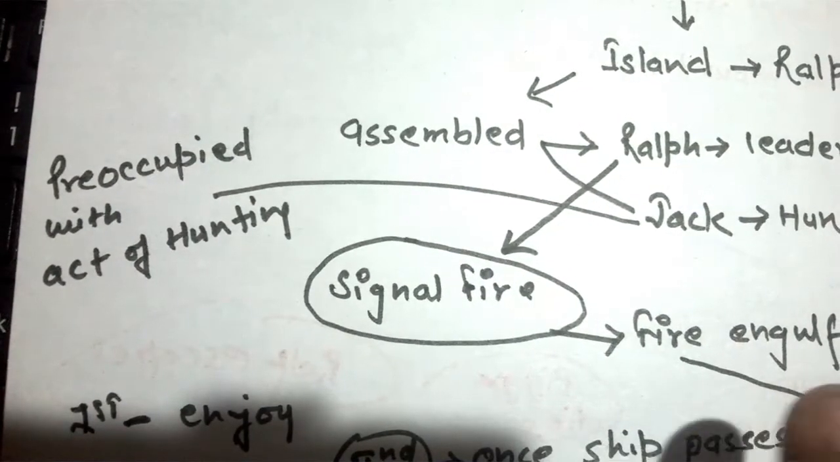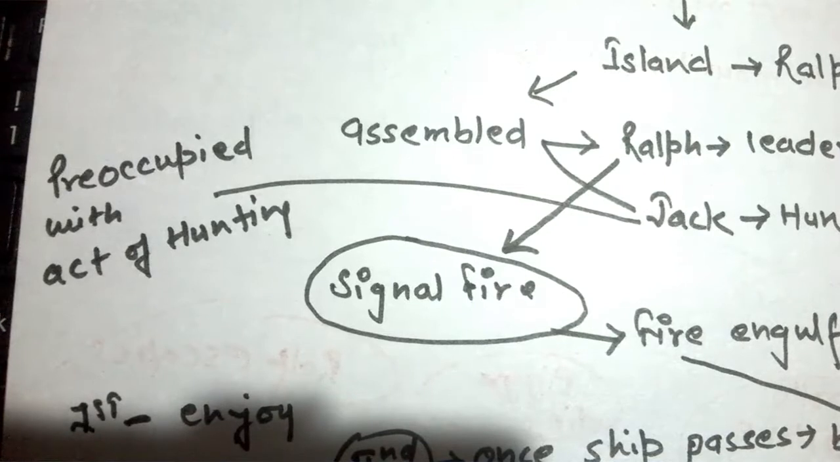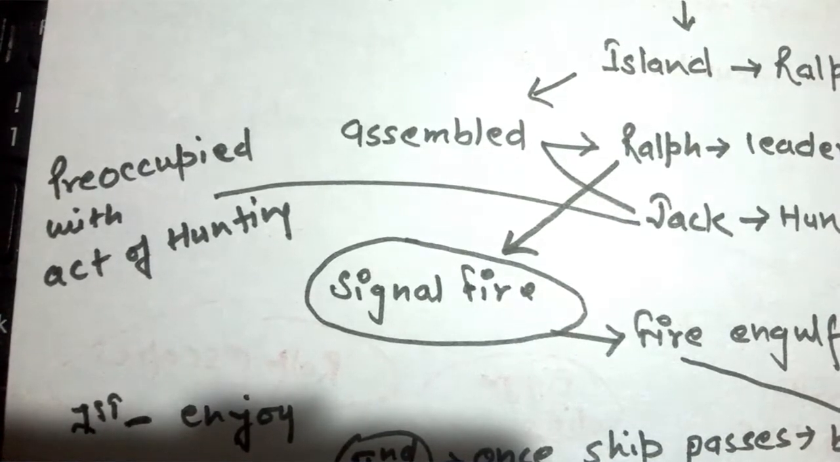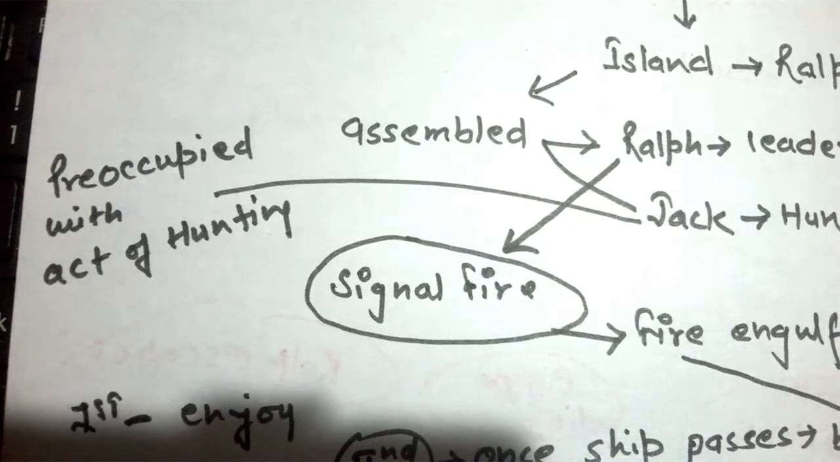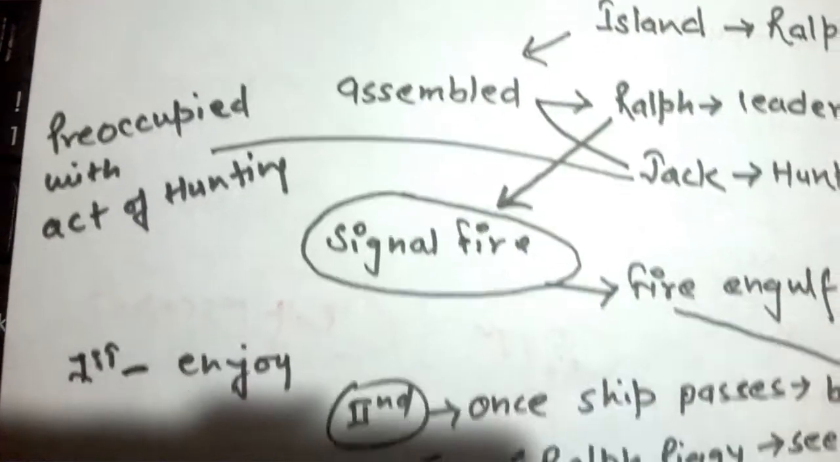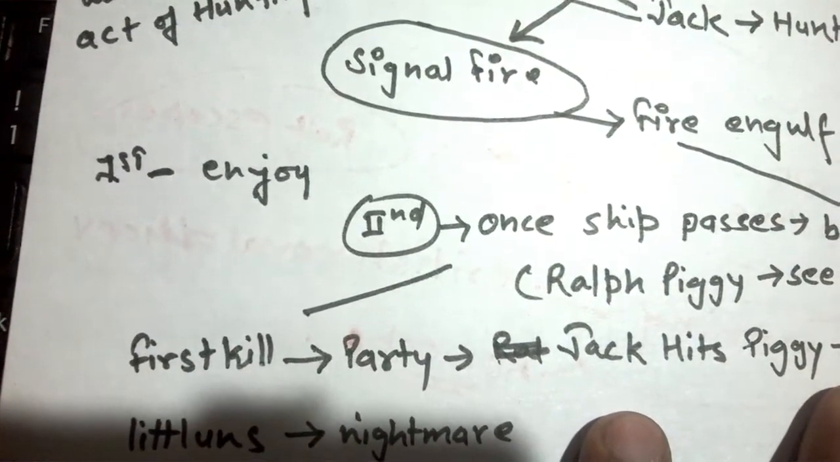Now Jack got preoccupied with the act of hunting. He was so desperate for hunting every time that his behavior was changing. See the changes in the story, in the behavior of the small boys. This is part of the analysis. Later, if I find time, we will discuss this also. First they enjoy, but later they become afraid also.